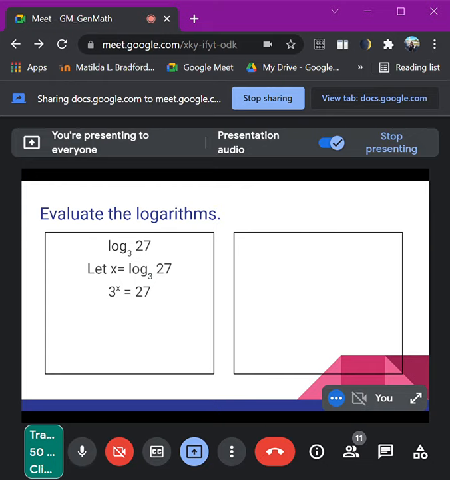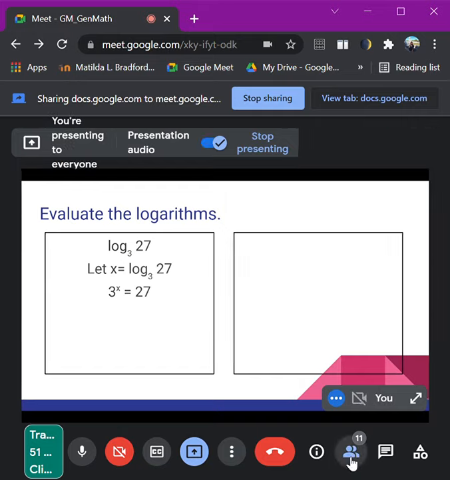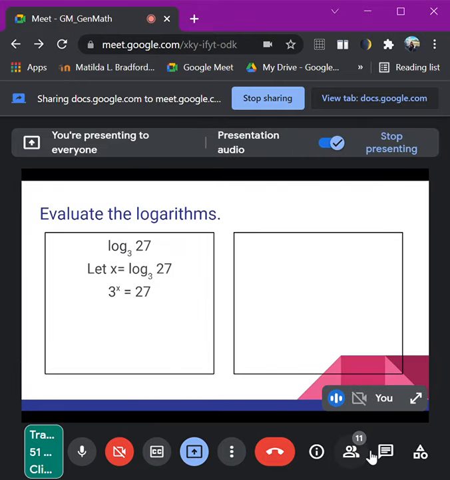Same ang ilang base. Very good. Same ilahang base. Kinsa to? Roha. Okay, roha. Very good. Same na to ilahang base. So, as you can see, you have there 3 raised to the power of x. Atong base diri is 3. So, how can we change this 27 para ma-base niya kay 3?